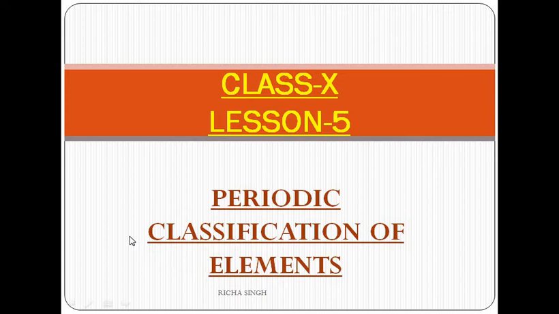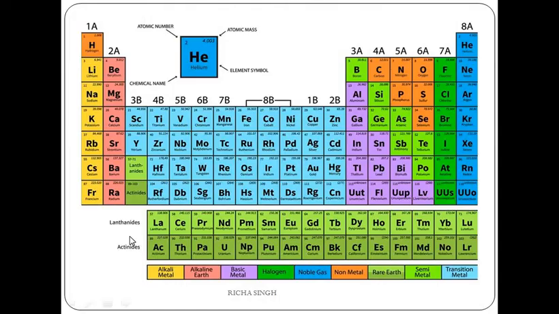You know that there are different types of elements: metals, non-metals, and metalloids, but they need to be classified in proper order and sequence. They are organized in a periodic table, but how this classification started and how finally we got this periodic table, we are going to study in this chapter. So first of all, let's start to see this periodic table.